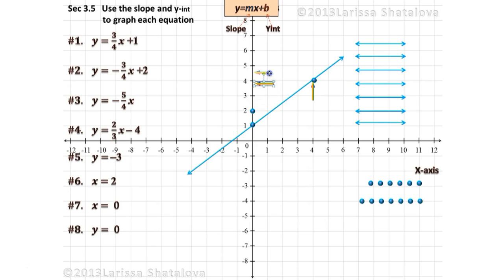1, 2, 3, positive 3. And 1, 2, 3, 4, we are moving left. Now we have the second point. And we can graph. First point, and we can extend. Now we have the second point.